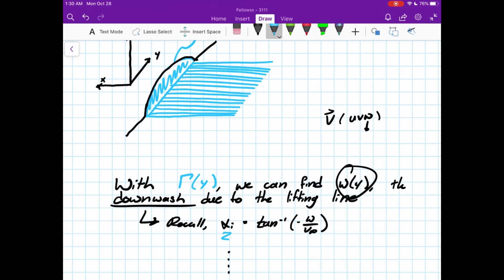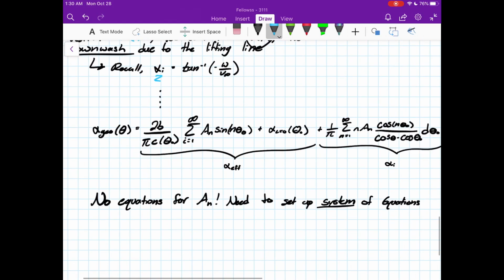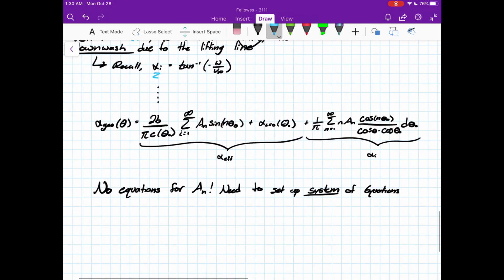Or quantity. That's what we want to know, right? And when we do this, we get a nice big equation, which we love, which again relates back to that relationship where I'll reference you back to our finite wing video, but alpha is equal to the effective angle of attack plus the induced angle of attack.